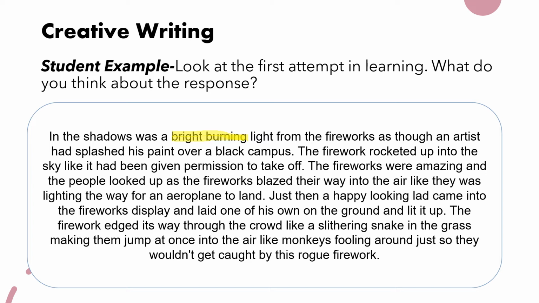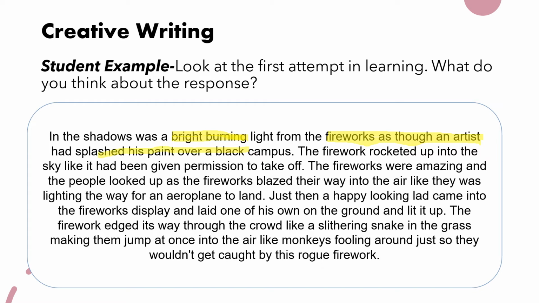Something I really like here, so it's talking about the fireworks. Now it's very easy when you're talking about fireworks to go on the normal path of using things like onomatopoeia, like bang, crack, pow, things like that, but it sounds a little bit juvenile. It can sound a little bit like a comic book or something like that, so we're going to try and avoid doing the obvious kind of cliche things. So it says fireworks as though an artist had splashed his paint over a black campus. He means there, instead of campus, he means canvas.